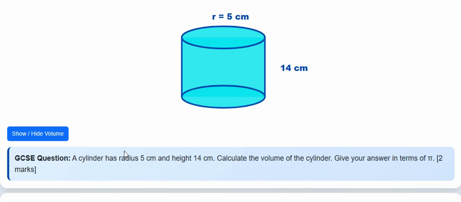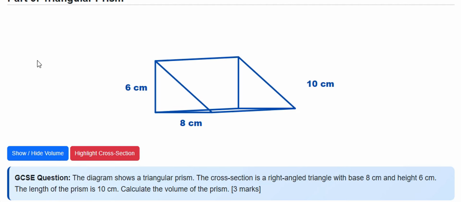Let us try another example. In this question here you are told the diagram shows a triangular prism. The cross-section is a right-angled triangle with the base of 8 centimeters and height of 6 centimeters. The length of the prism is 10 centimeters. Calculate the volume of the prism.